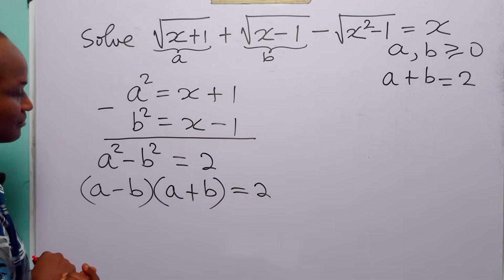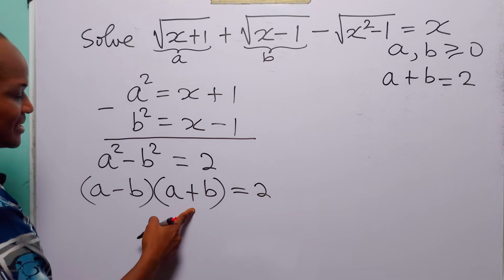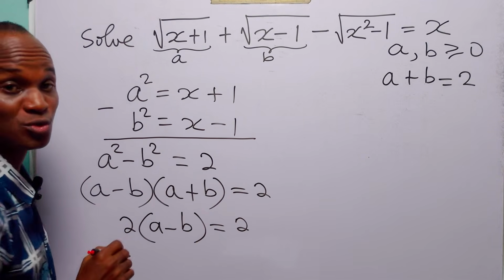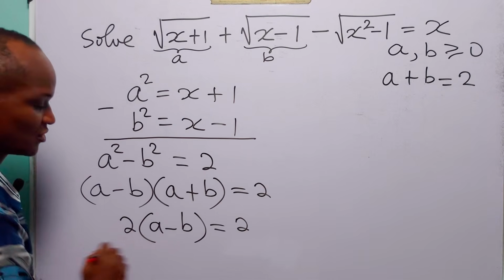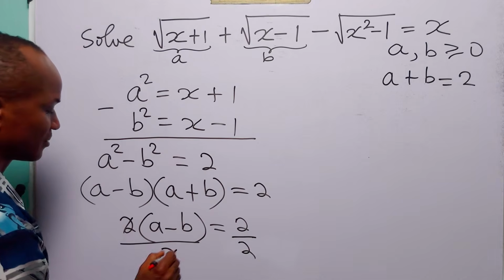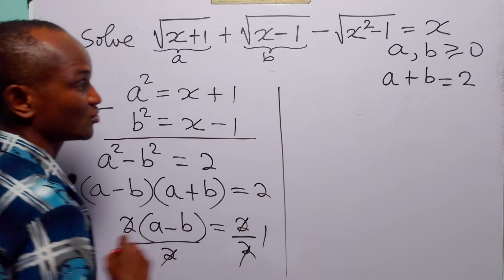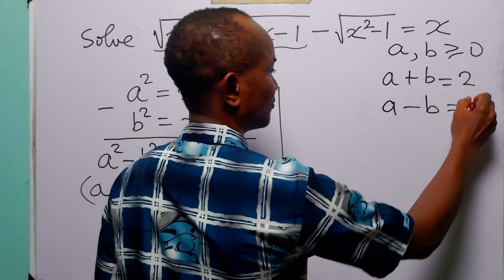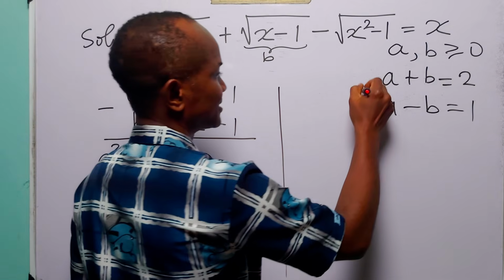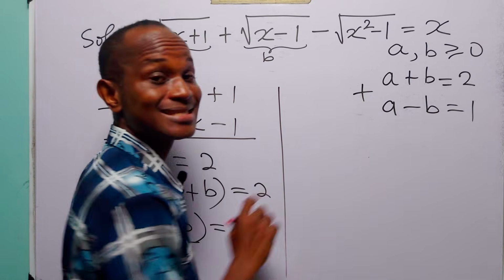But remember that a plus b is equal to 2. So we can write this left hand side as 2 times a minus b is equal to 2. To find the value of a minus b, we divide both sides of this equation by 2. And from here, we have that a minus b is equal to 1. Now we have two simultaneous equations, and you will see that if we add these two equations, it will be very easy for us to eliminate b.